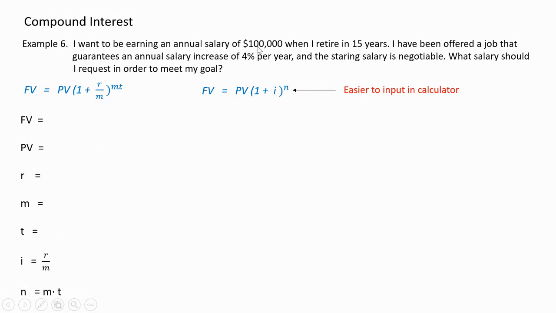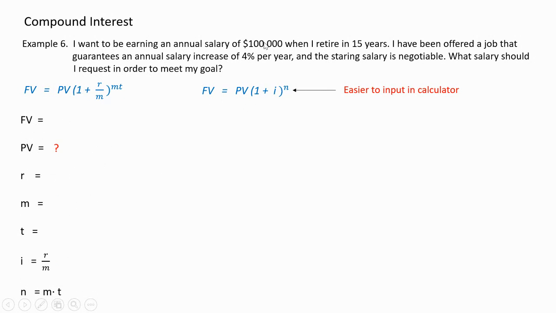I want to be earning an annual salary, right? So this is what they want in the future. It says, what salary should I request in order to meet my goal? So we're looking for the present value. That's what you want to find out. How much money should you ask now, which is the present value. So after you know exactly what you're solving for, then all the rest is very, very basic.